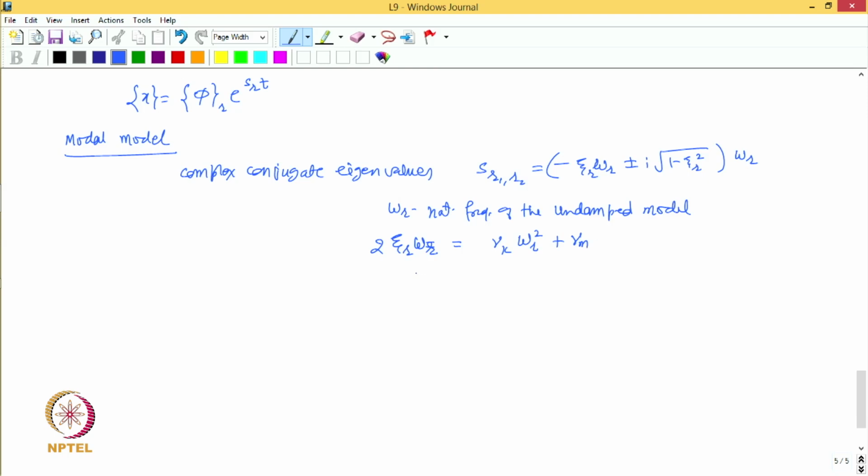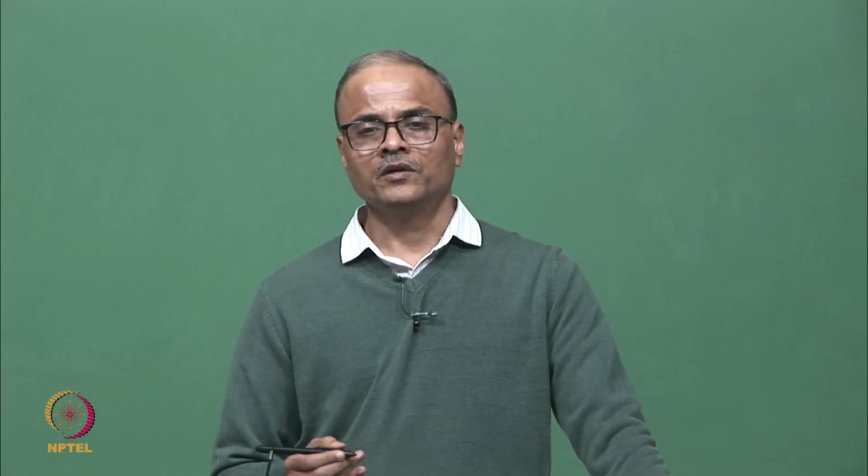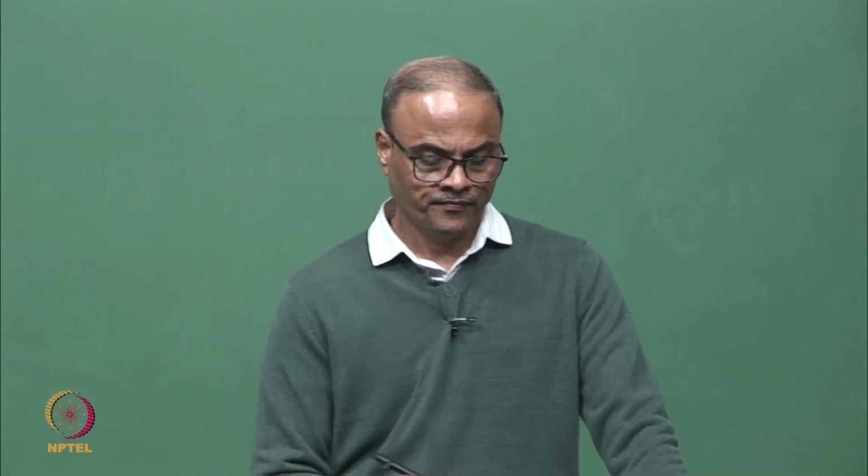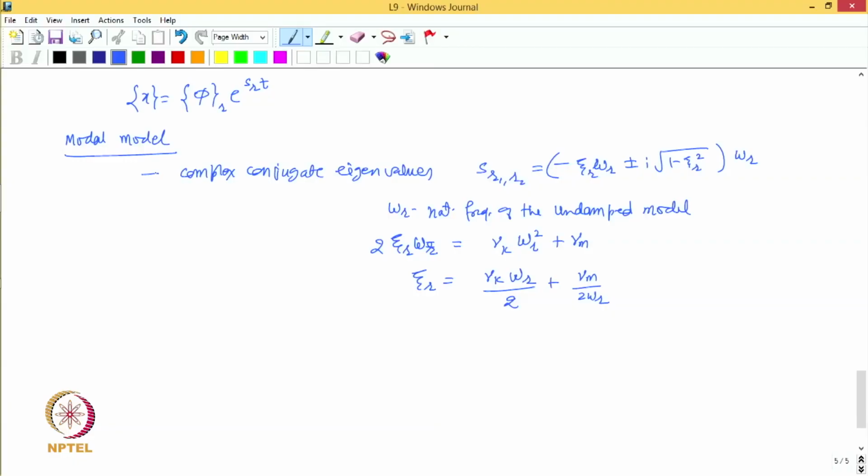So from this equation we get zeta r as nu k omega r upon 2 plus nu m upon 2 omega r. This basically gives us the damping factor. Once we have the knowledge of the proportional damping constants and natural frequency of the undamped model, the damping factor of the damped system can be determined. These complex conjugate eigenvalues are defined for r equal to 1 up to n, if it is an n degree of freedom system.